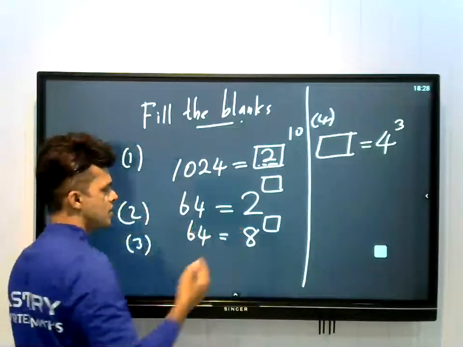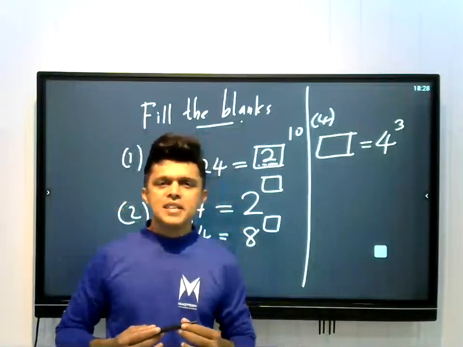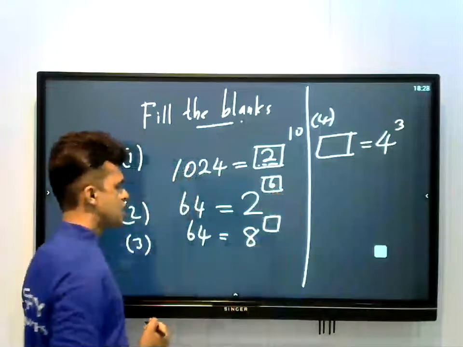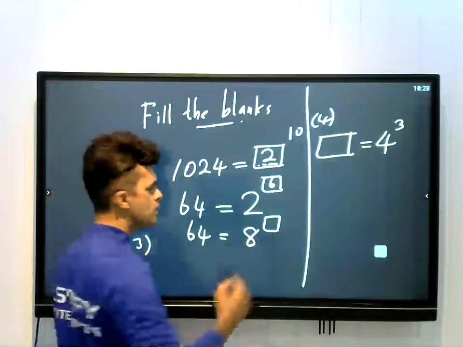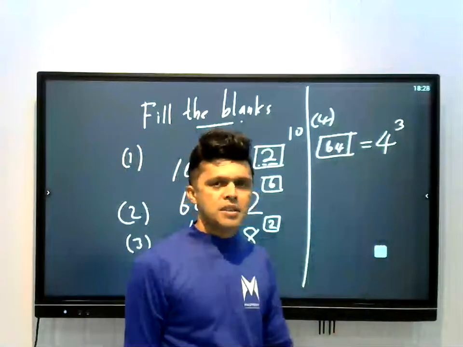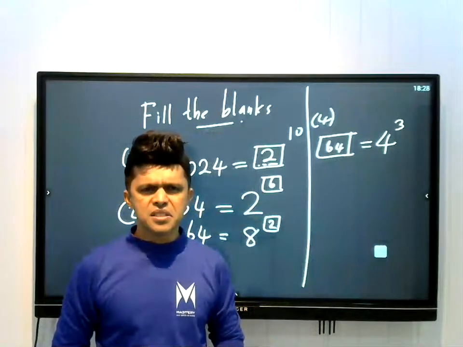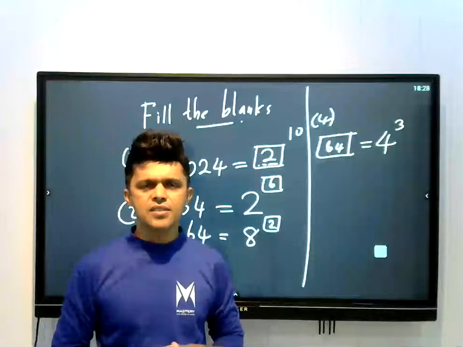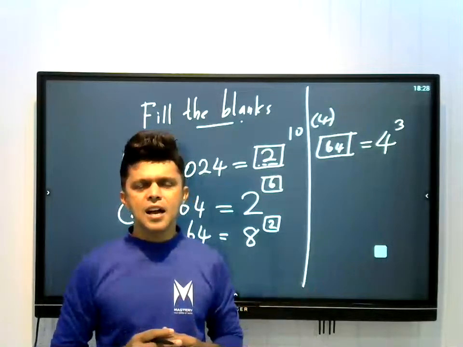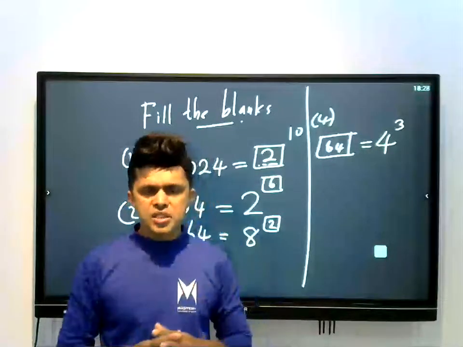What is the value of this one? When you write 64 as a power of 2, 64 equals 2 to the power 6. 64 equals 8 to the power 2. And 4 to the power 3 equals 64. So this is the basic idea of indices that you need to gain in this grade. Anyway, we can do more questions.